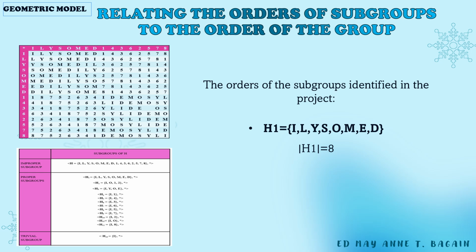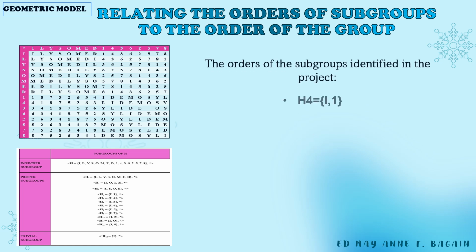And next we have the order 4, which is H sub 2. Let's check. We have 4 elements. Okay, so next, H sub 3 also has 4 elements.